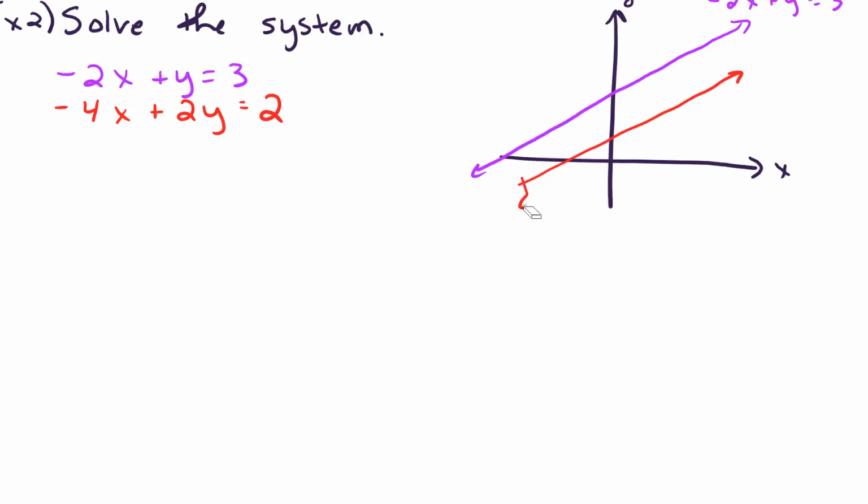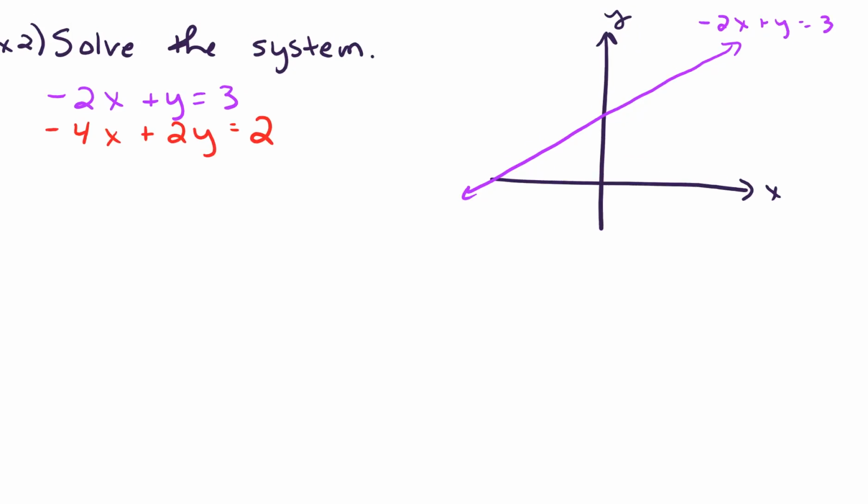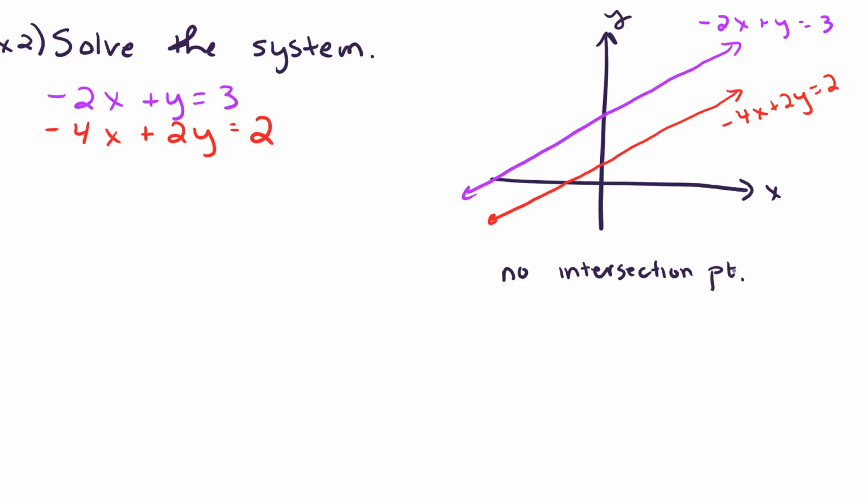And this line is negative 4x plus 2y equals 2. And we notice that these two lines are parallel. And so in this case, there is no intersection point. And so if we're looking for solutions of the system, we're looking for x, y values that satisfy both equations, it looks like we're not going to get an answer. It looks like there's going to be no solution to this system. But let's see what happens if we work through this algebraically.